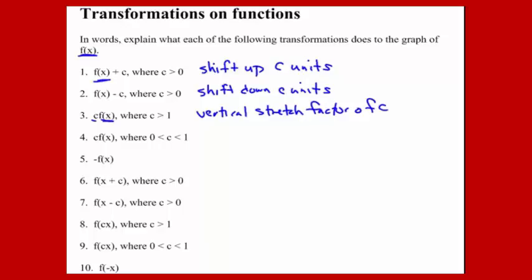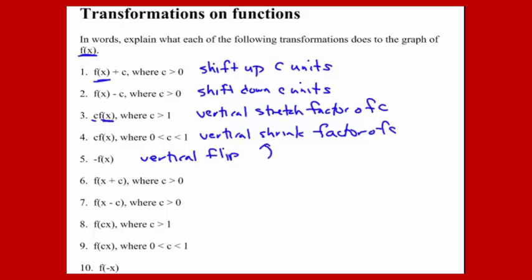Now since c is greater than 0 but less than 1, when I multiply it on the outside of f of x, it's going to be a vertical shrink by a factor of c. Now if there's a negative outside of f of x, it's a vertical flip. It's always going to flip over the x-axis.